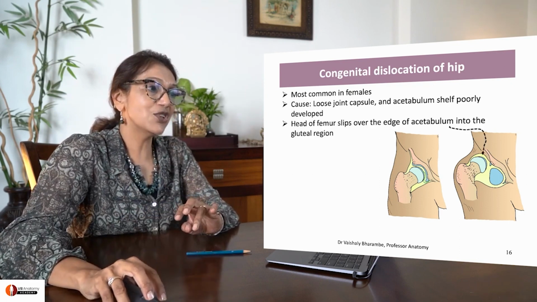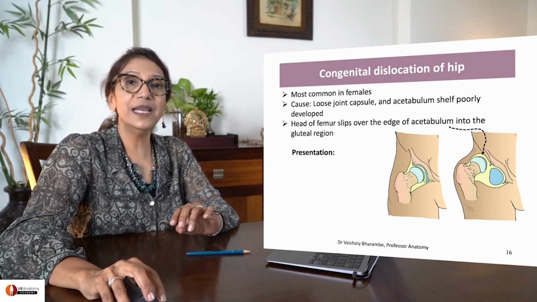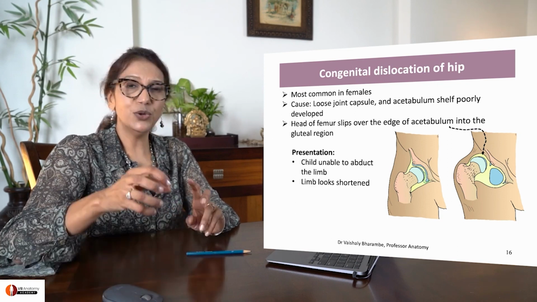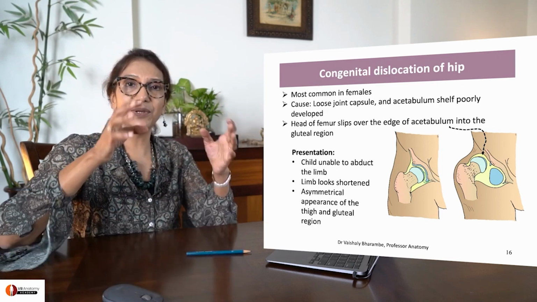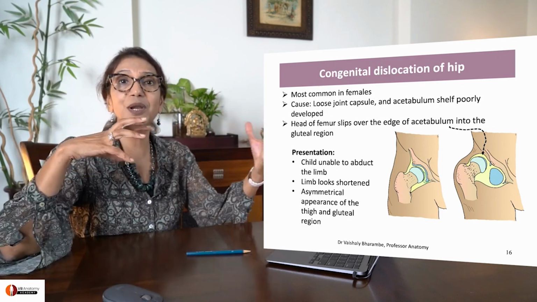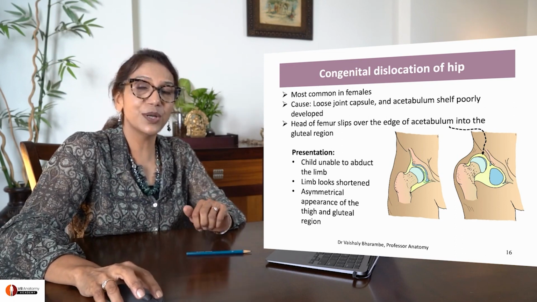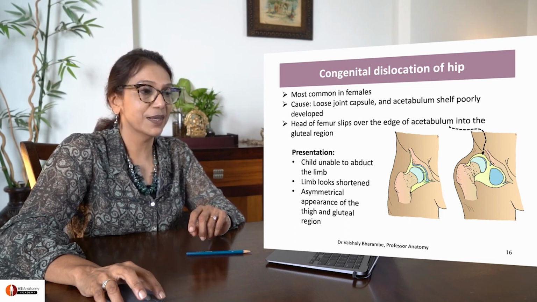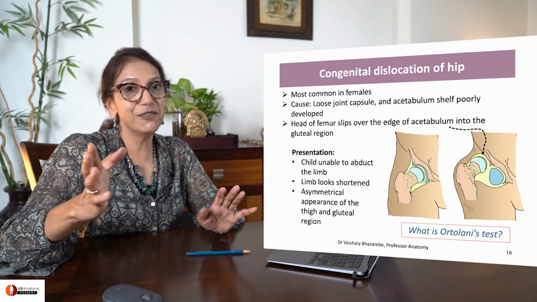So how does the child present? The child presents with an inability to abduct the limb. The limb looks slightly shortened and the shape of the gluteal region is dissimilar on both the sides, isn't it? So this is called congenital dislocation of hip. It's not an uncommon condition. You have to know about it. One question, what is Ortolani's test? That's your problem. Find out.